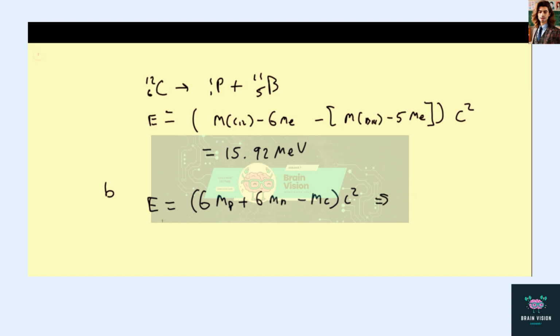And of course, we want to find the energy per nucleon, which for carbon is 12. So this gives us a value of 7.42 mega electron volts per nucleon. So those are our final answers.